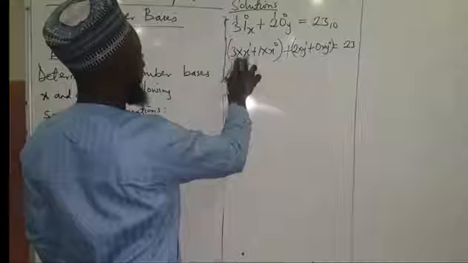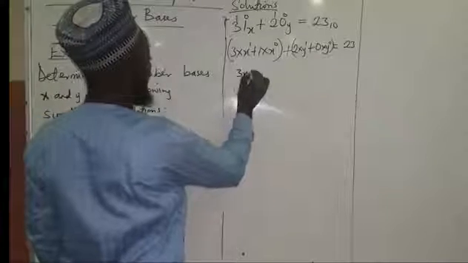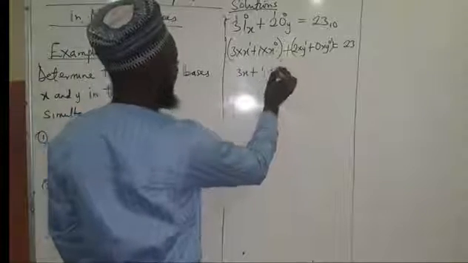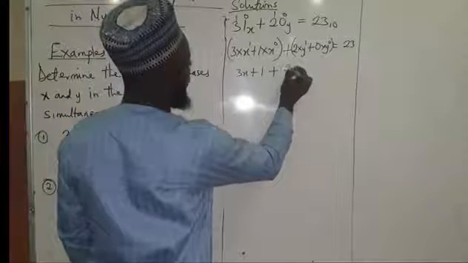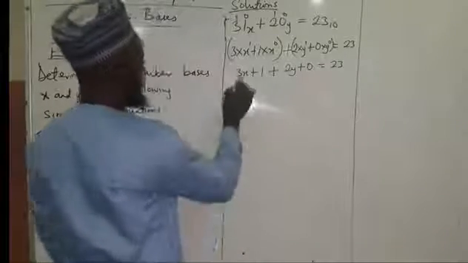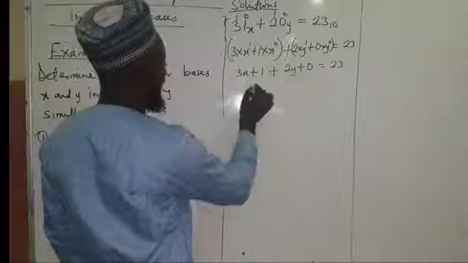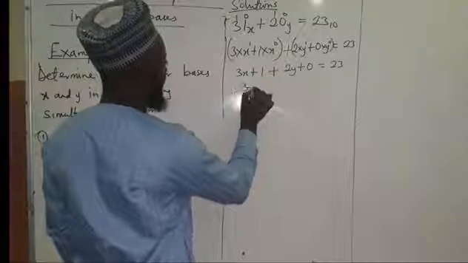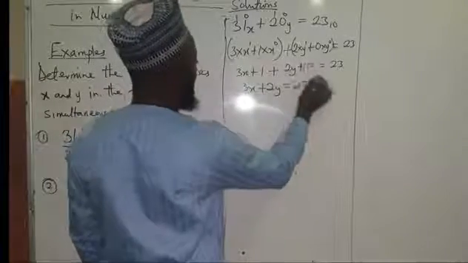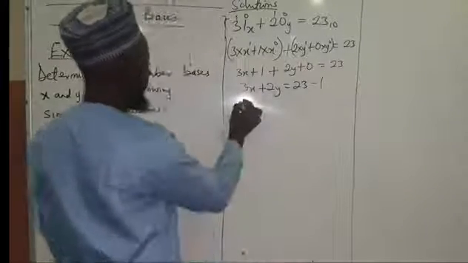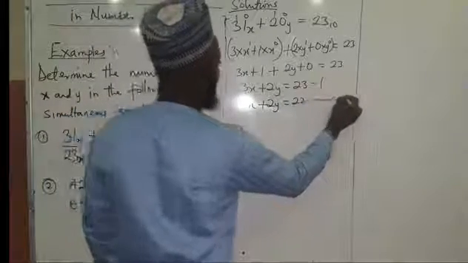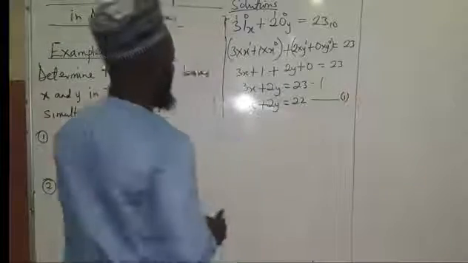So let's open this. This will give us 3x plus x raised to power 0 is 1, 1 times 1 is 1, plus this will give us 2y plus 0 equals 23. Right. Now, the next stage is to collect like terms. This will give us 3x plus 2y equals 23. This plus becomes minus here. So this will then give us 3x plus 2y equals 22. This is equation 1.